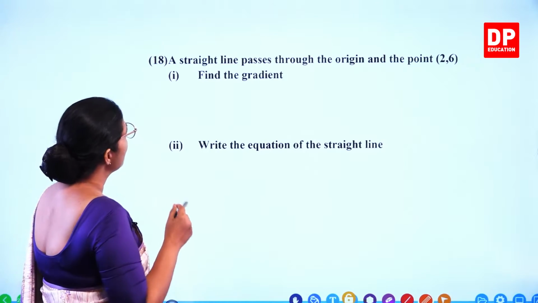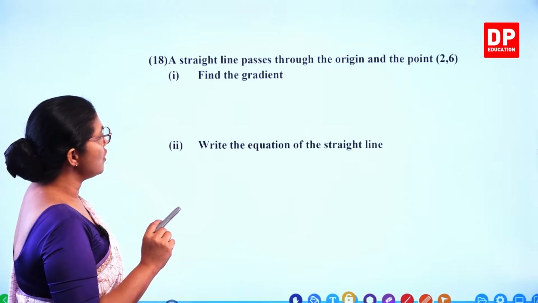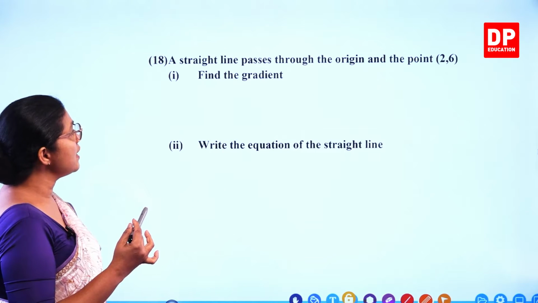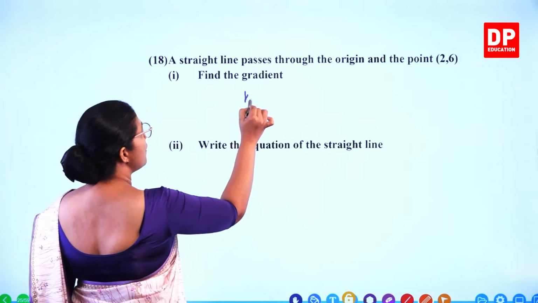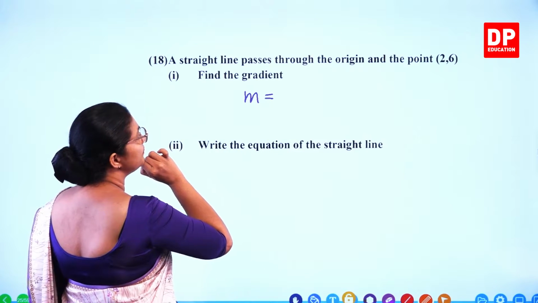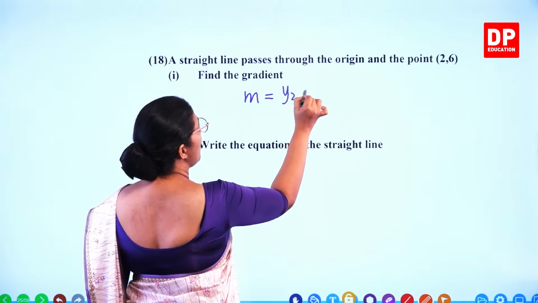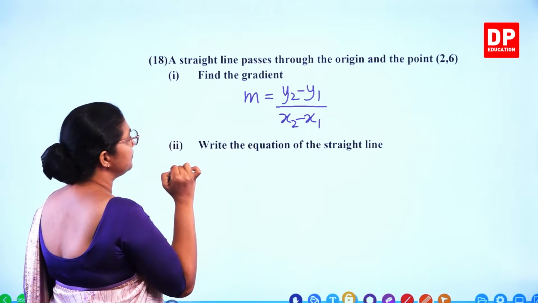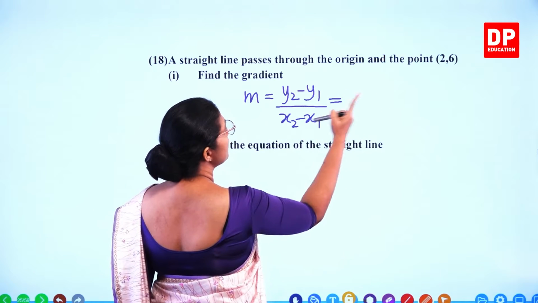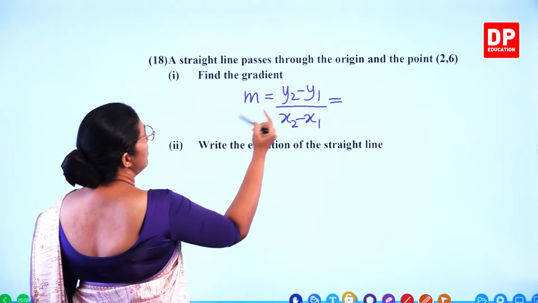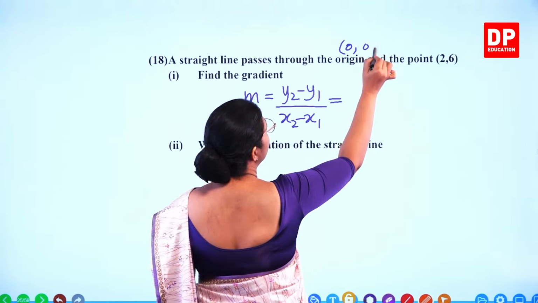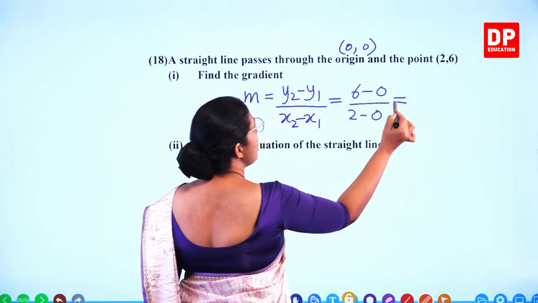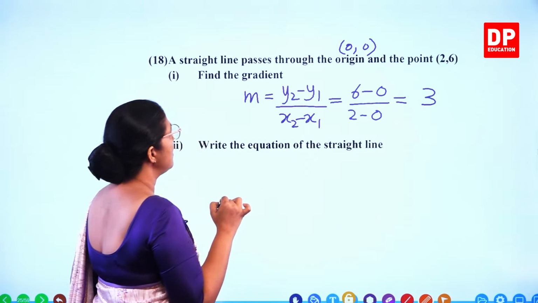Question number 18. A straight line passes through the origin and the point (2, 6). Find the gradient. So, what's the equation you are using? Gradient formula. The difference between y coordinates, that means y2 minus y1, over the difference between x coordinates is the gradient. So, you can just subtract the y coordinates. Origin you can take as (0, 0). So, 6 minus 0 divided by 2 minus 0. 6 divided by 2, you get gradient 3.